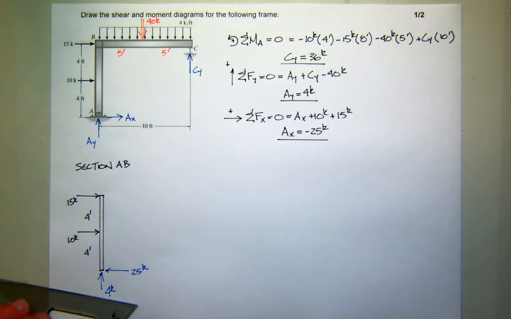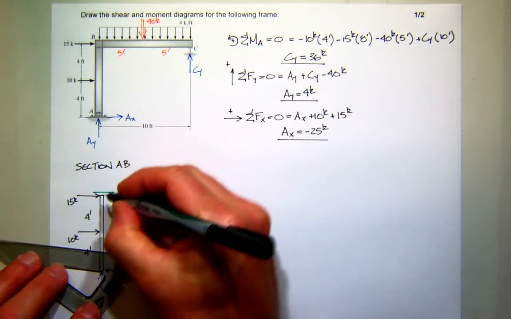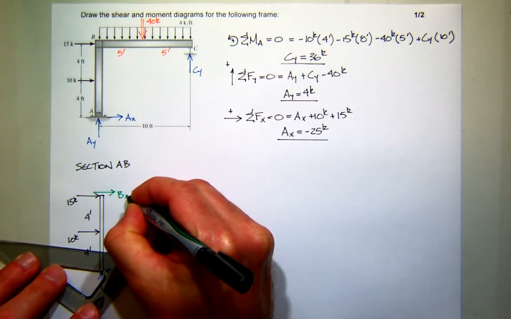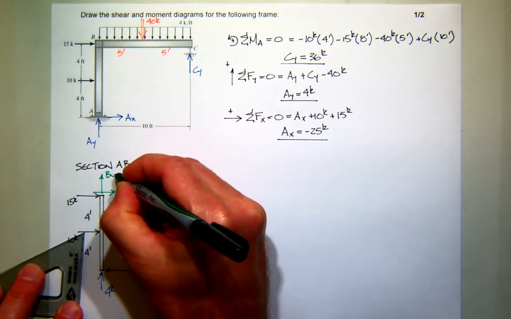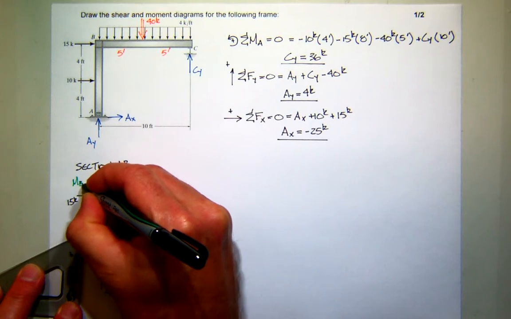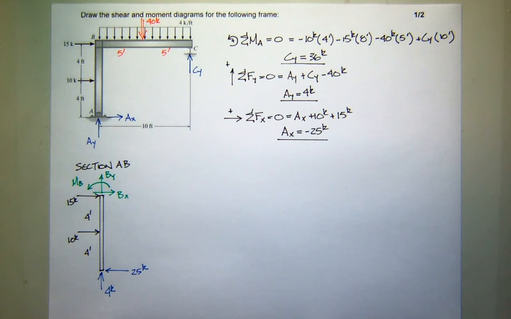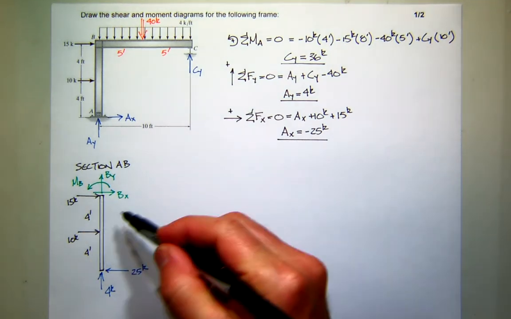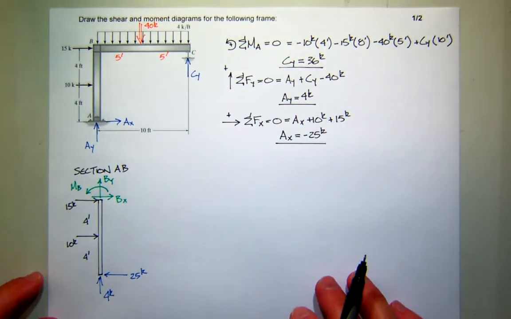And now I'm cracking the thing open at B, and I'm going to assume a force BX, BY, and a moment. So before we can even start drawing the shear force and bending moment diagrams, we have to really work hard and do a lot of statics. So now I have to solve for these three unknowns. Let's do that.